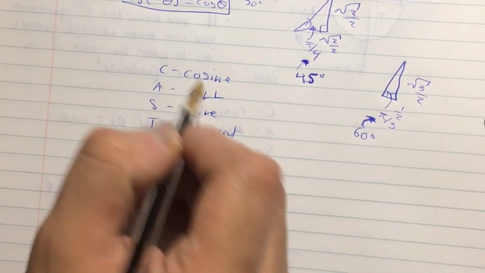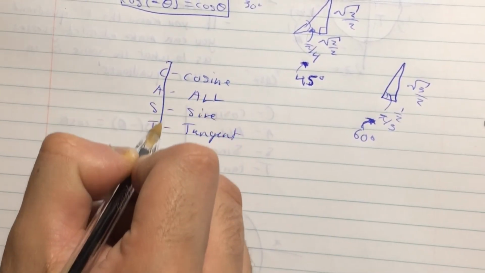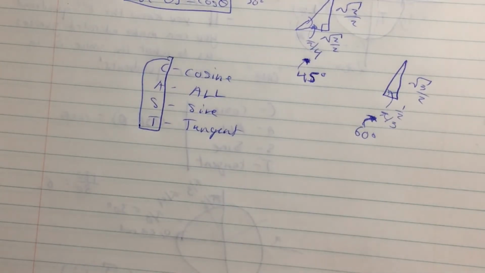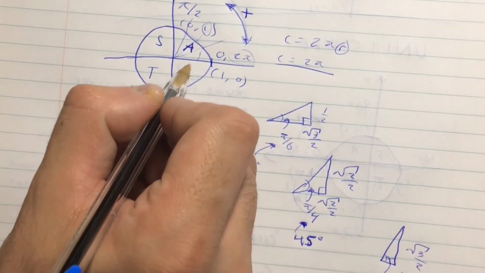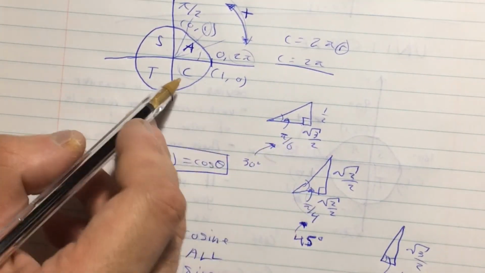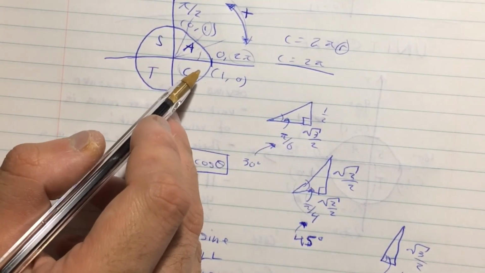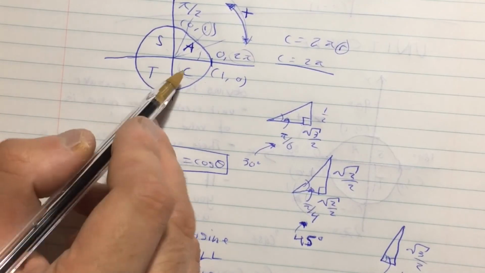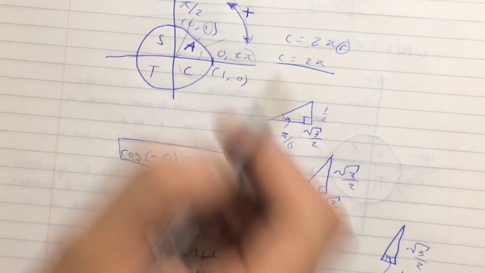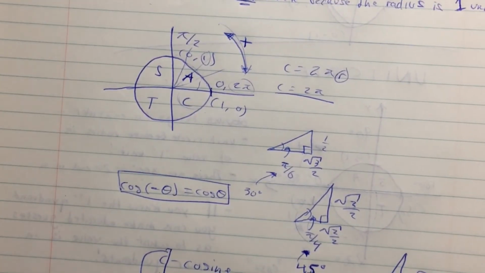But just for now, remember the acronym CAST. How easy is that? And you just need to remember where it starts, so CAST. It also goes around the unit circle counterclockwise, so it kind of also fits the sign convention, which is pretty handy.